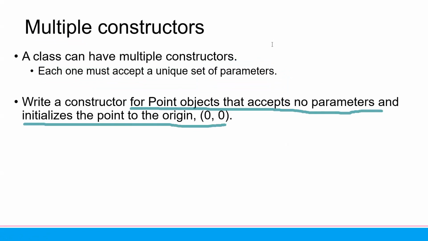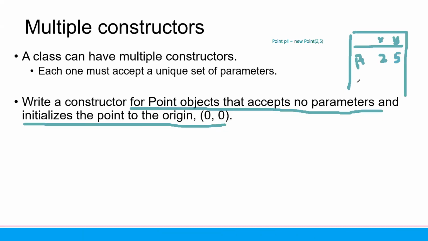It means like this. If I define Point P1 equals new Point 2, 5, it means I will define this as a new object P1, and the value of x will be 2 and the value of y will be 5. But if I want to have a new object P2 and let the x equal to 0 and the y equal to 0.